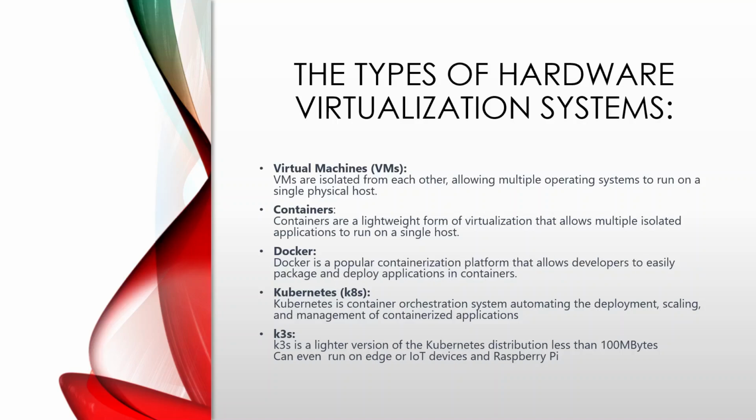Docker is a popular containerization platform that allows developers to easily package and deploy their applications in containers. Kubernetes is a container orchestration system for automatically deploying, scaling, and managing containerized applications. K3S is a lighter version of the Kubernetes distribution, less than 100 megabytes. It can run on edge or IoT devices and Raspberry Pi and is suitable for production environments.